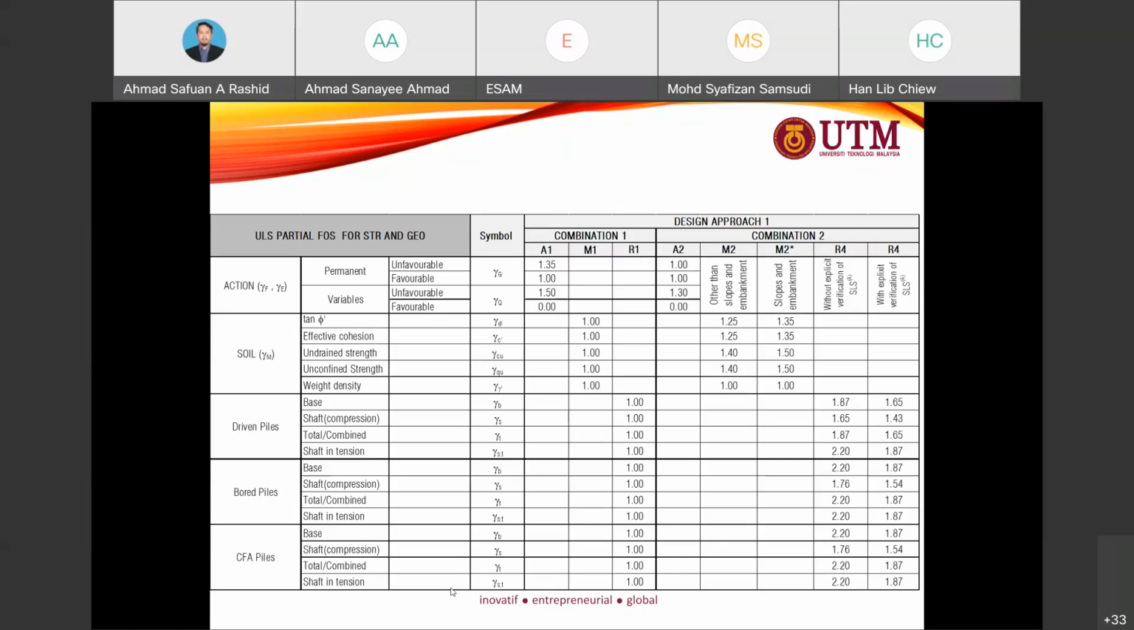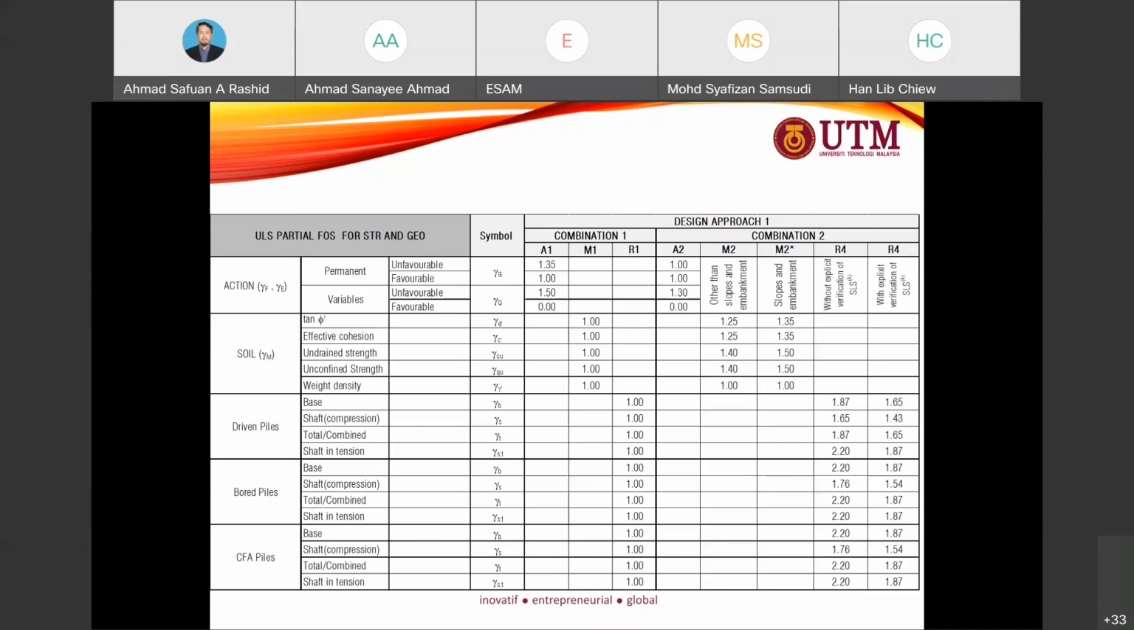Okay, this is the table. So we have combination number one and combination number two. Also it depends on the type of the installations. So we have driven pile, bore pile, CFA, which is continuous flight auger, like a drill. So they have an auger. So the installation is different between driven and bore pile.